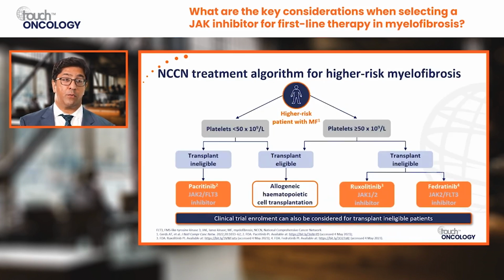In terms of how we treat patients, it's important to realize that the IPSS and the DIPSS scores don't actually tell us how to treat the patient. Rather, they tell us about the prognosis, and in many ways, they can inform whether or not we should think about a stem cell transplant.